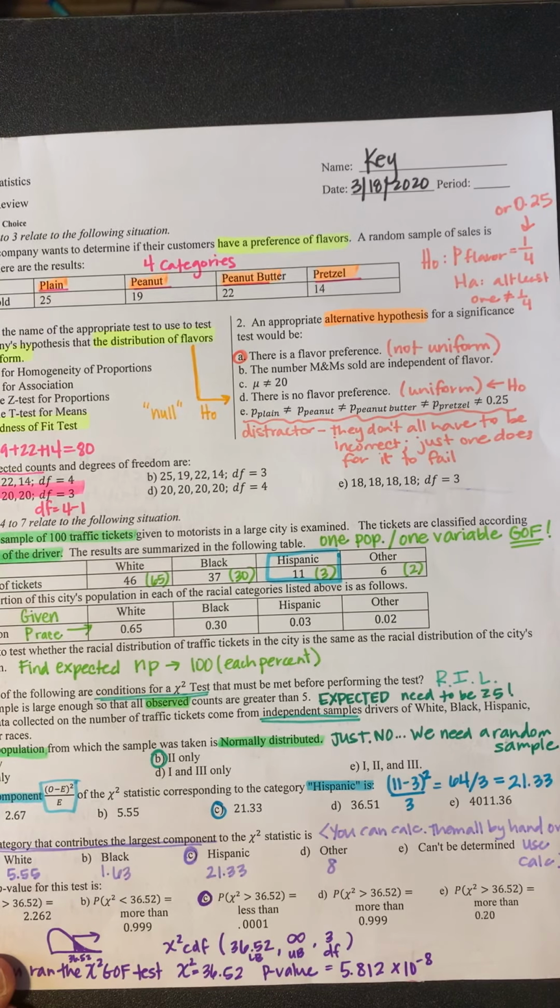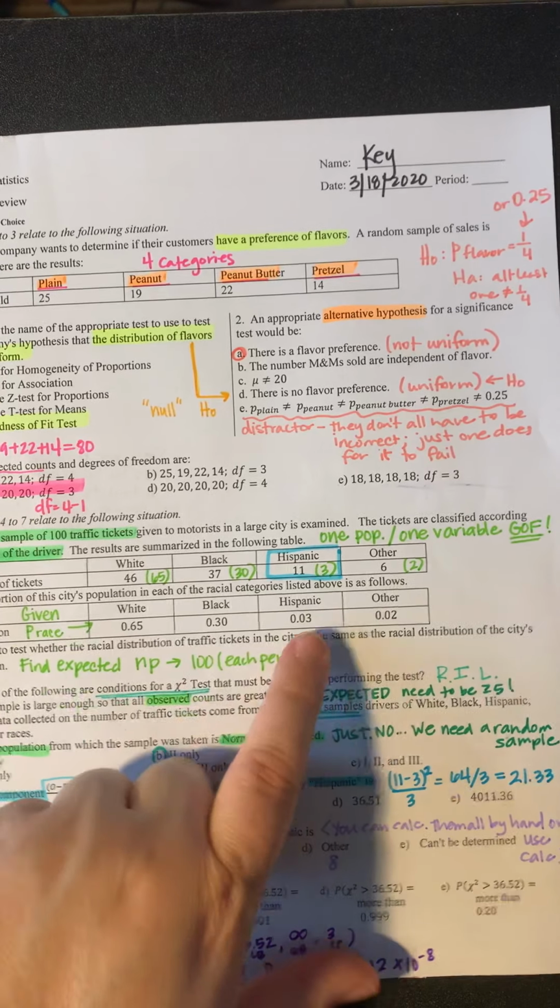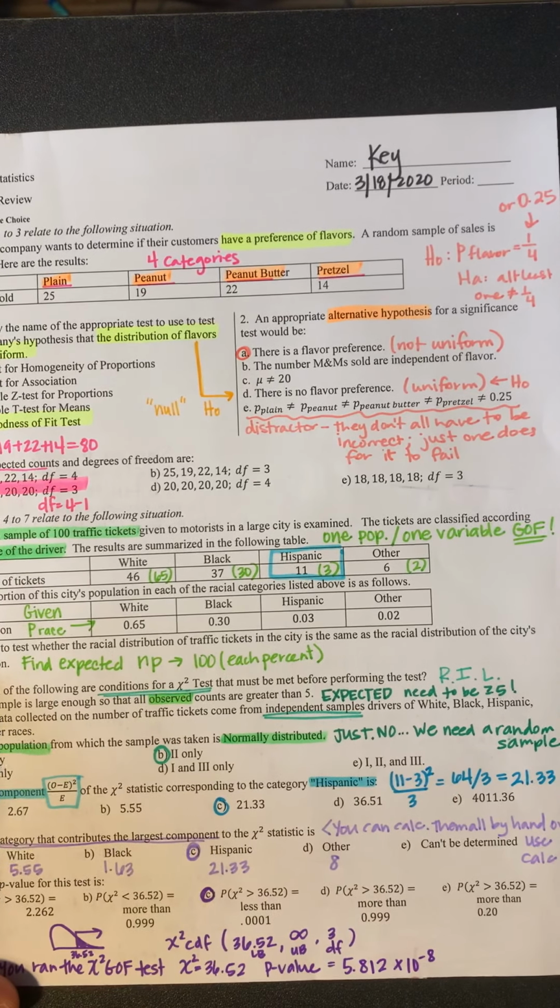This one's not for uniform distributions, but trying to see if it is a good fit for that same data. So first, we know that there's 100 total traffic tickets. And since we know what the percent for each race is supposed to be, to find our expected values, I would do 100 times each one of those percents. That's where I got the 60, 30, 3, and 2 from.